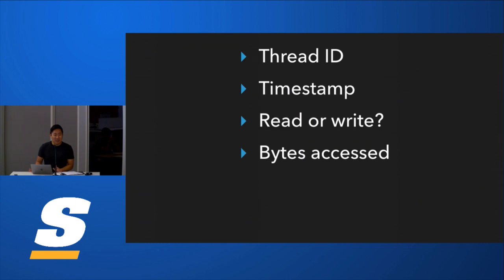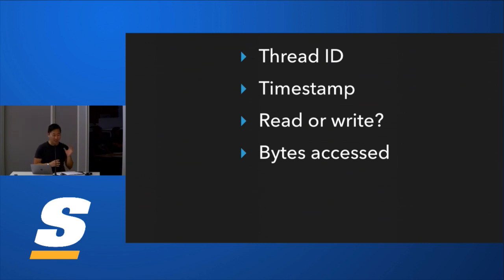So every time you access data, this is, again, very expensive because it has to keep track of all kinds of things. So every time you access memory, it's going to keep track of the thread ID. It's going to grab a timestamp. It's going to say, is this a read or is this a write? And it's going to keep track of what bytes, what byte range you access.